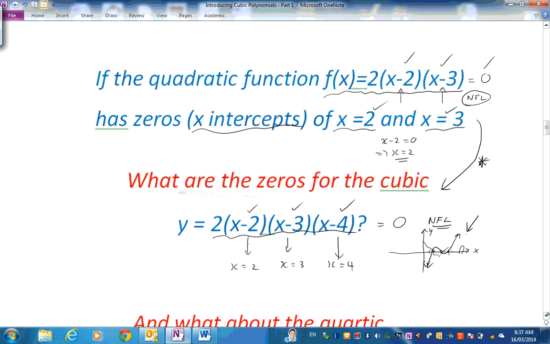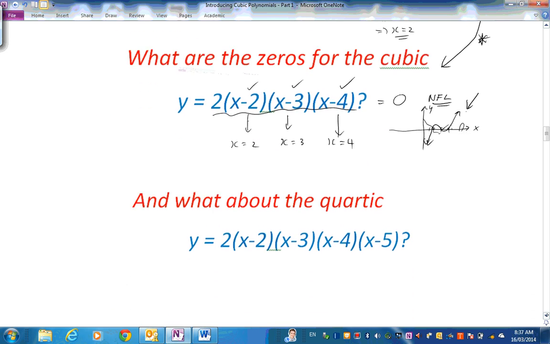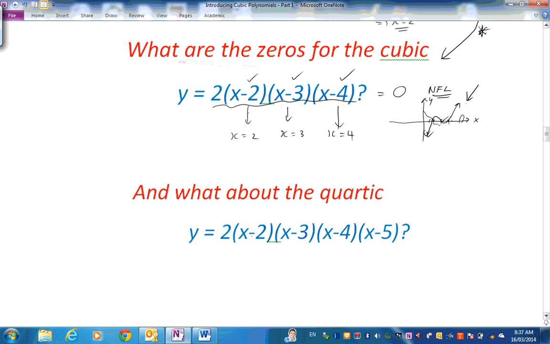Okay, here's another question for you. Have a look at this one. What about this quartic? I put another factor on the end. What do you reckon? Where would its zeros be? When will this function be 0? Which are, of course, the same as the x-intercepts. Null factor law again. x is 2, 3, 4, or 5. So that's going to go through the x-axis at 4 different spots.